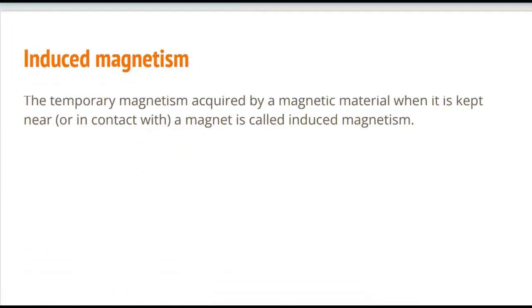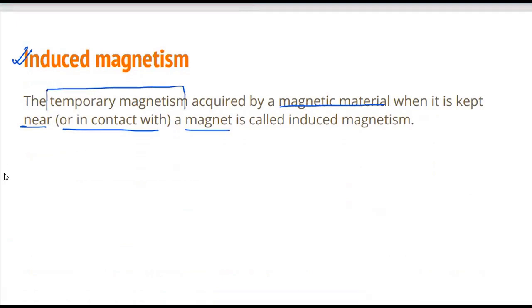Induced magnetism. Now, this is a very important term. It comes in the form of definitions like "define induced magnetism." Often it comes in your exam, so you have to learn the definition well. The temporary magnetism acquired by a magnetic material when it is kept near or in contact with a magnet is called induced magnetism. So you have to understand that this is temporary magnetism.